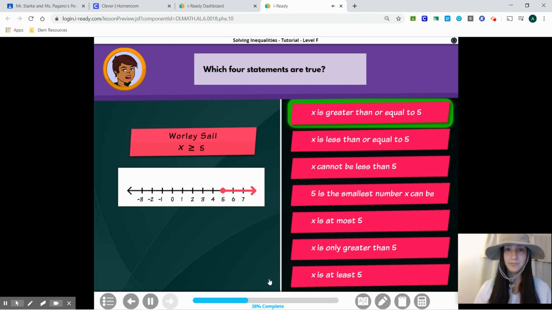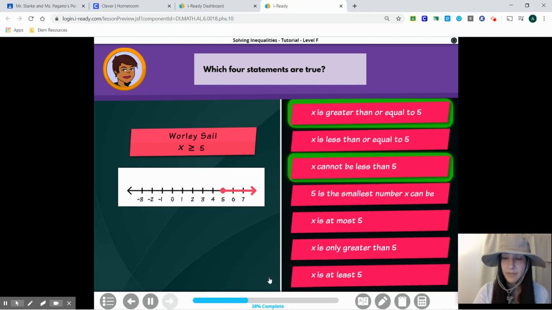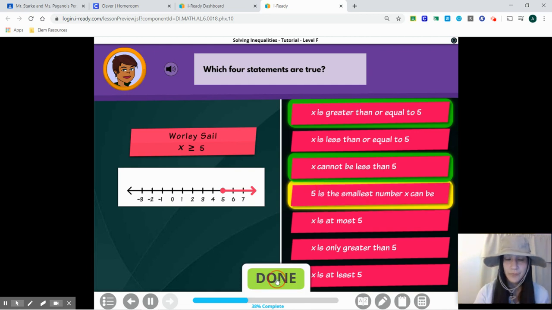Okay, x is less than or equal to 5. That's not true. That's the complete opposite of the top one. X cannot be less than 5. That is true. So we're going to select it, submit it. X is greater than or equal to 5, so it's impossible for it to be less than 5. Very good. Keep going. 5 is the smallest number that x can be. Yes, that's true. It has to be 5 or more, so that is true.